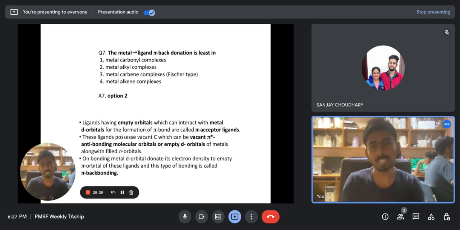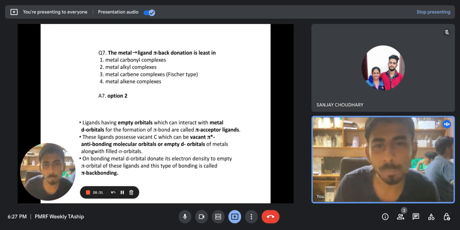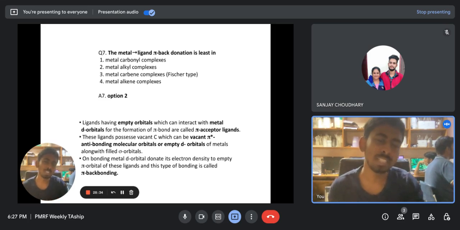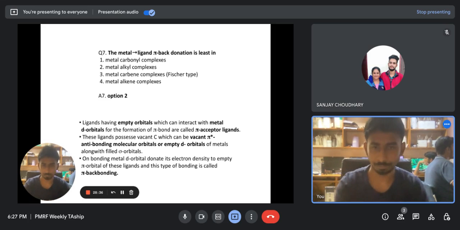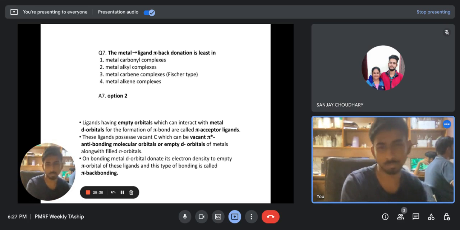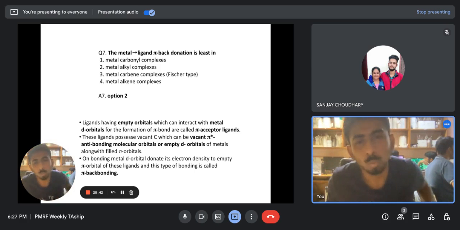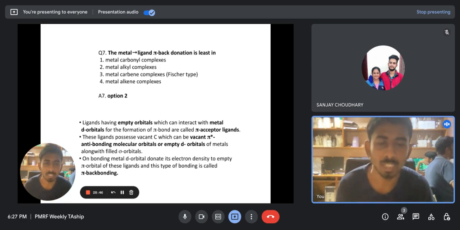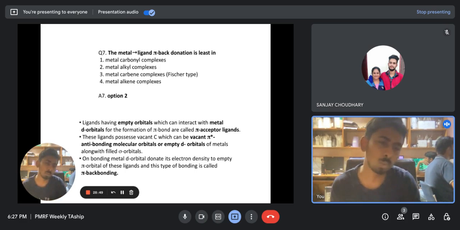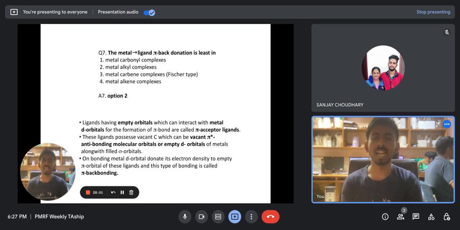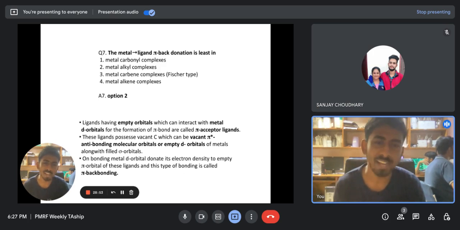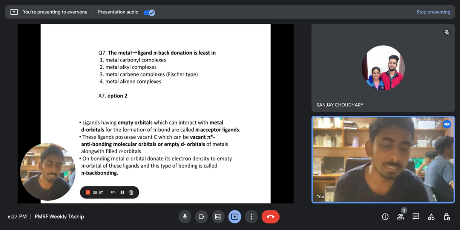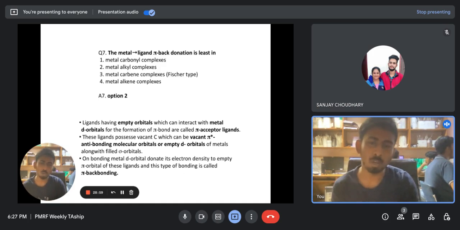So now we will discuss why it is so. Why, in case of metal alkyl complexes, is the metal to ligand pi back donation least? Firstly, we have to discuss which ligands are actually capable of acting as pi acceptor ligands, popularly known as pi acidic ligands. These are ligands which have empty or vacant orbitals. They can be p orbitals, or s or d orbitals, depending on the structural framework of the ligand.